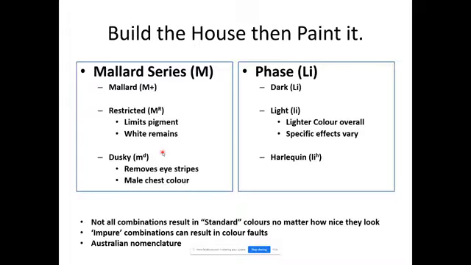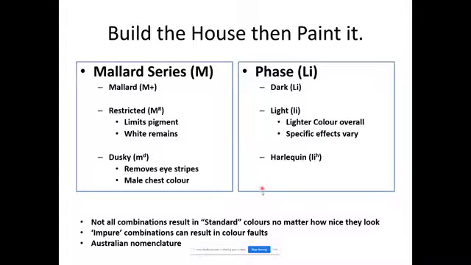But you have those three variants or alleles of that mallard series, and they then interact with what are called the phase genes. And so the phase genes are dark, which is the wild type, light, and so light causes a lighter color overall, but the specific effects will vary depending on the background. And then there's also the harlequin phase, which is another recessive gene, but a variant really of light.